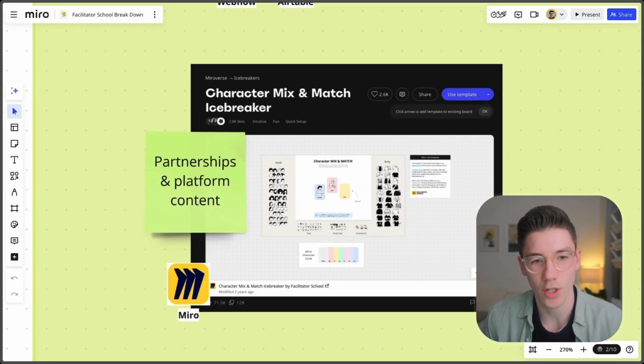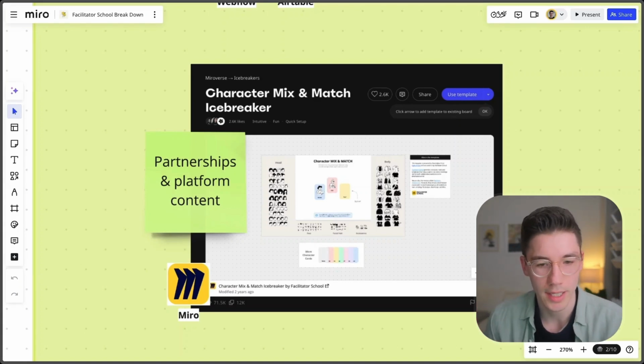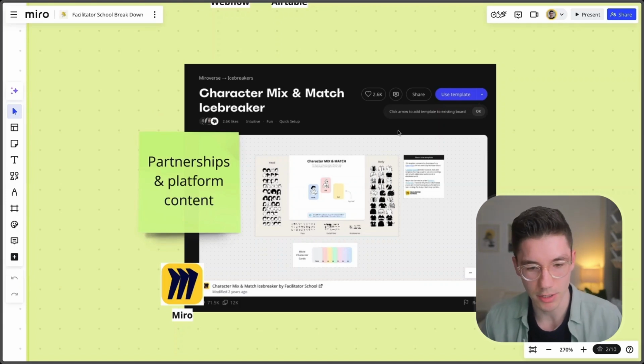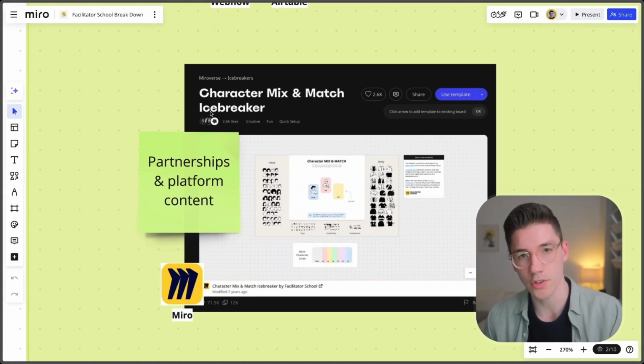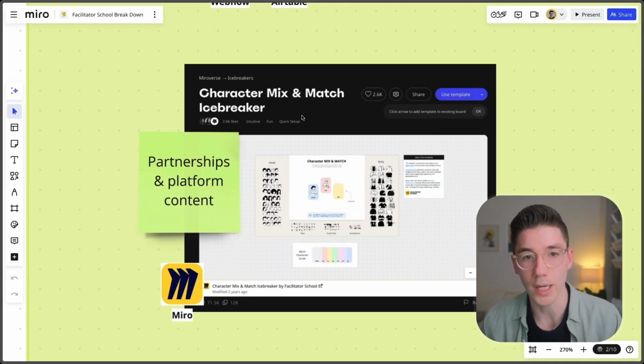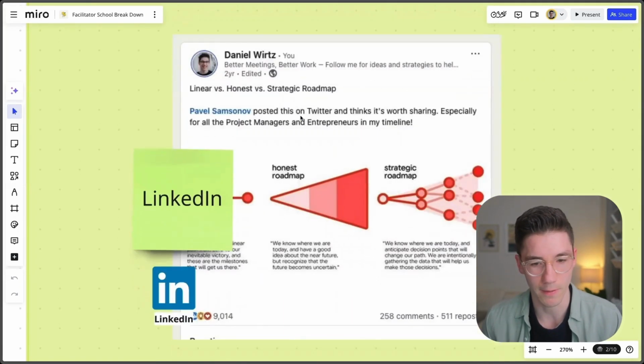Then something else that worked well are partnership and platform content. We did a ton of stuff with Miro because they really fitted to what we were doing. So Miro is an online whiteboard platform, and they have a community as well. And there's also a community library of templates. And we publish templates there, such as the character mix and match icebreaker, which got a lot of attention. And each of those templates had a link back to our website.